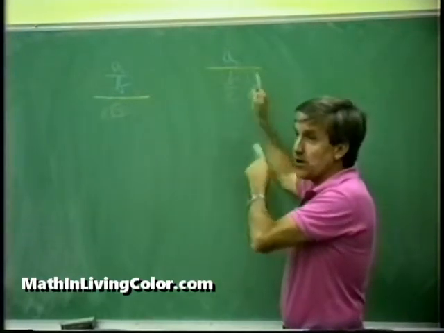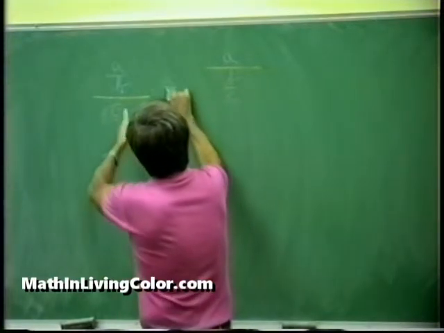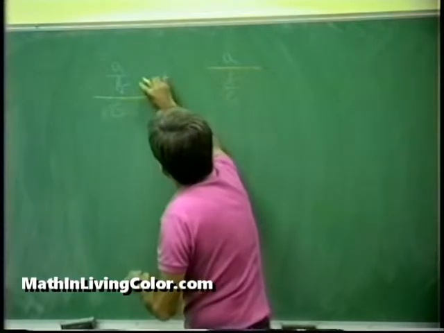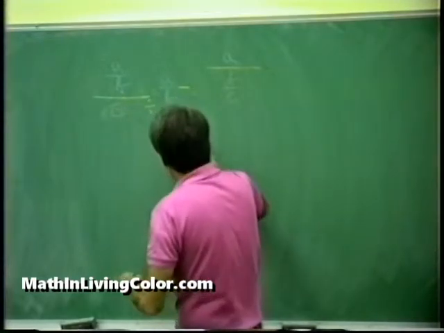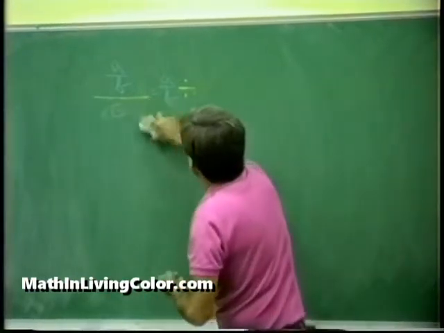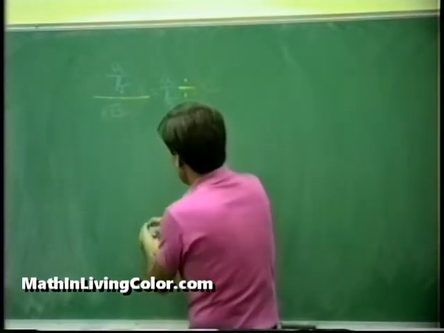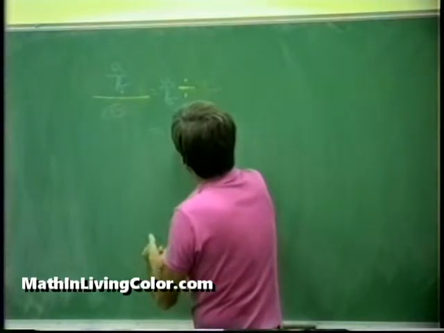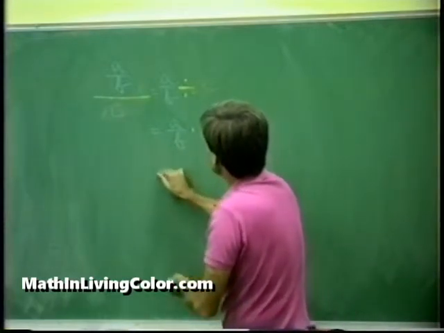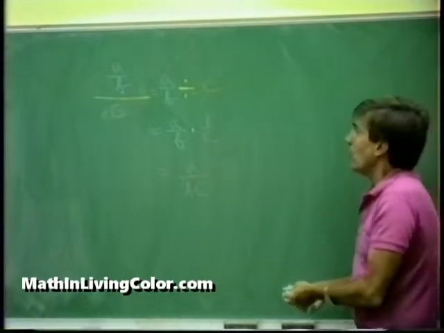That longer line is very important because what this fraction means is I take A divided by B, and the long line here means divided by C. So I could write that as A over B, then times 1 over C. And the answer would be A divided by BC, right? A divided by BC.